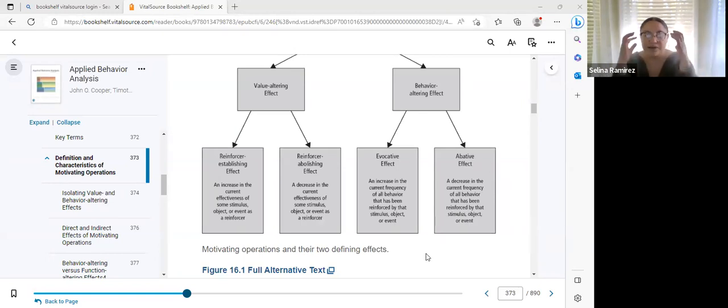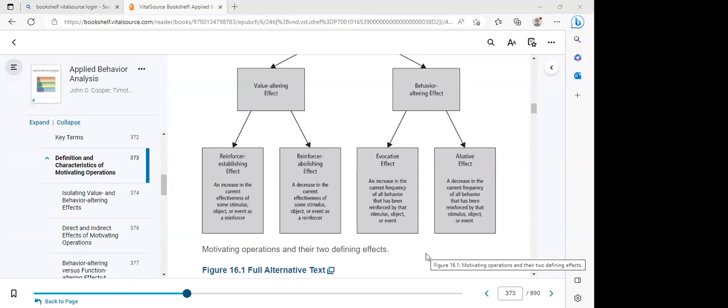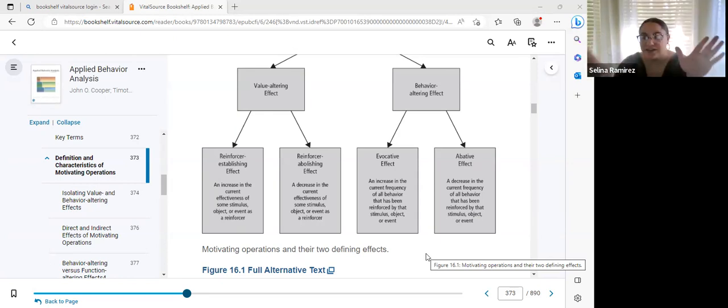And so what I'm thinking here is that value altering is more so an antecedent based strategy, and behavior altering, you're looking more at consequence, right? Okay. That can be the difference between the two. And so in the exam or in mocks, you might see stuff like that. So for value altering, we're manipulating the MO. Behavior altering, you're probably going to be messing with the consequence.